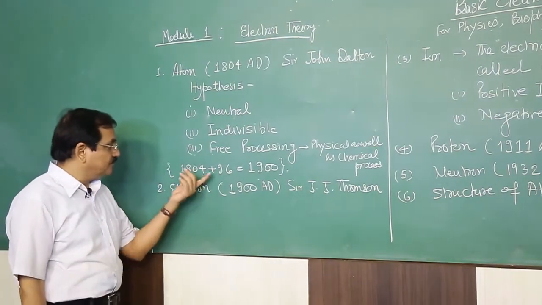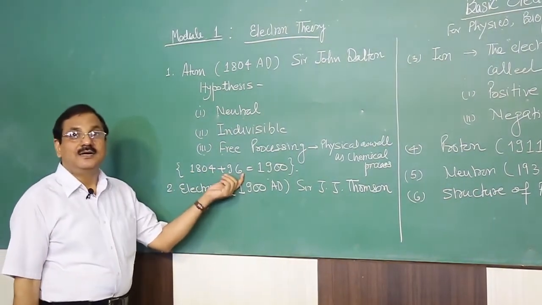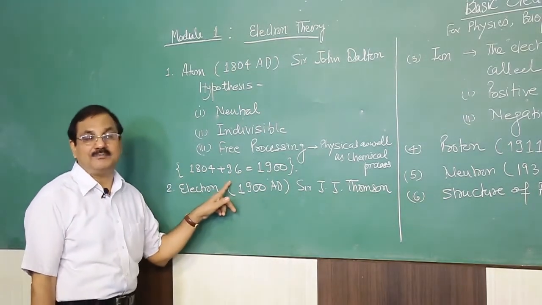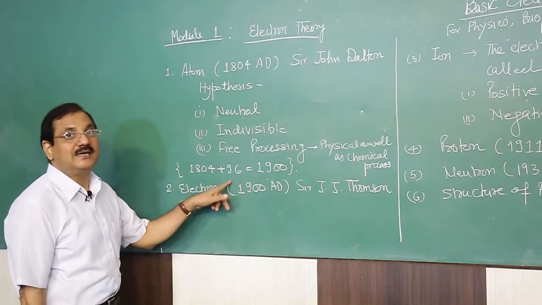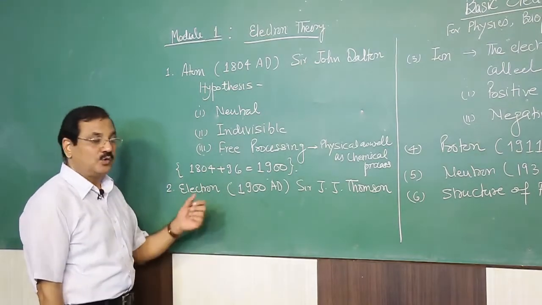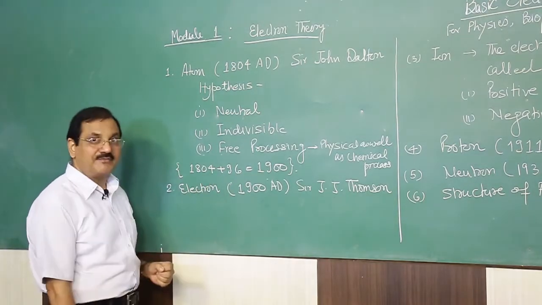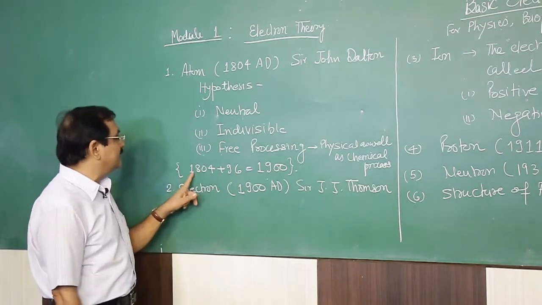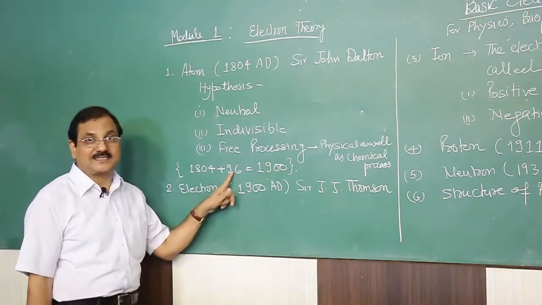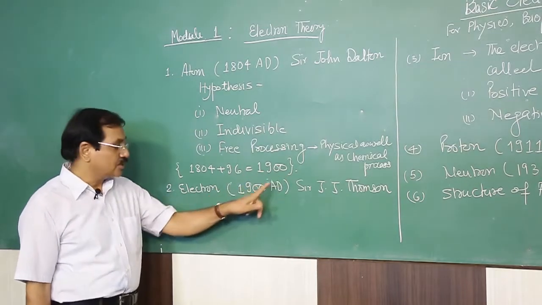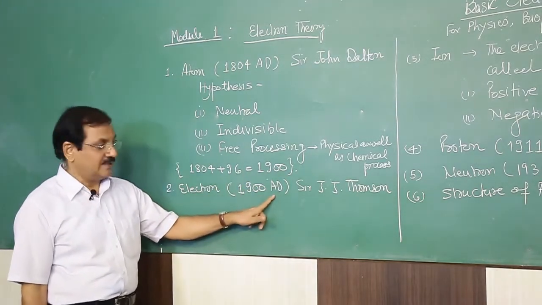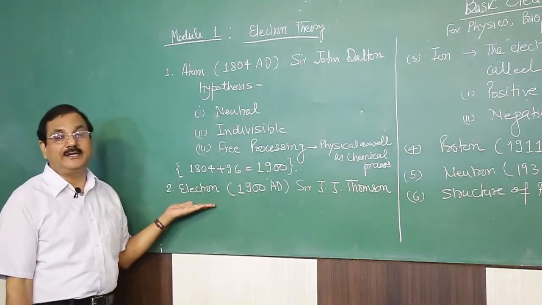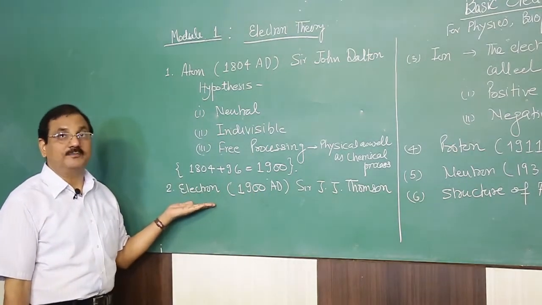And after 96 years, this 96-year time is very important. We have seen in various different concepts the importance of 96 years, but here it is after 96 years, that is 1804 plus 96, that is 1900. So, in 1900 AD, Sir J.J. Thomson discovered and named the entity electron.